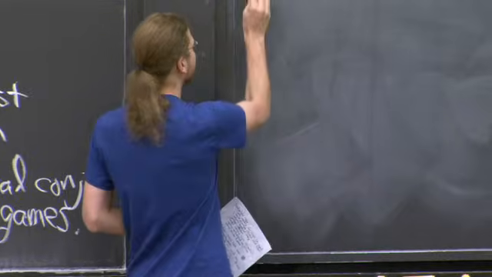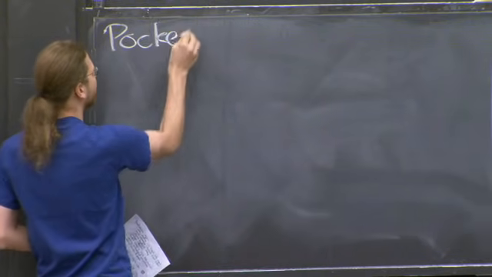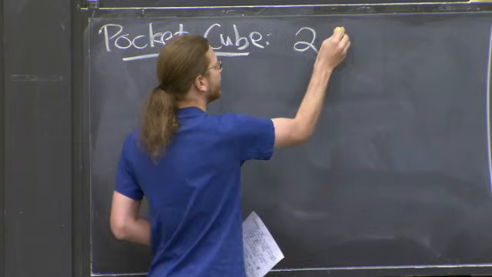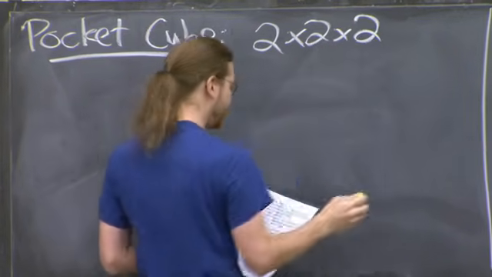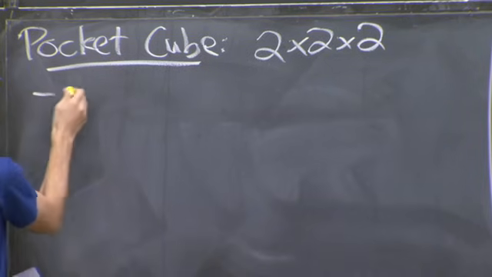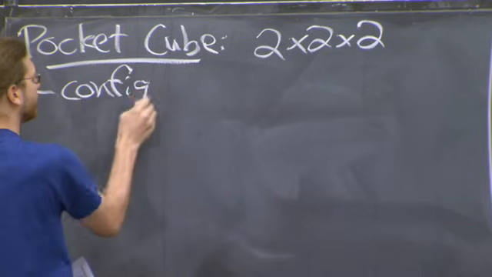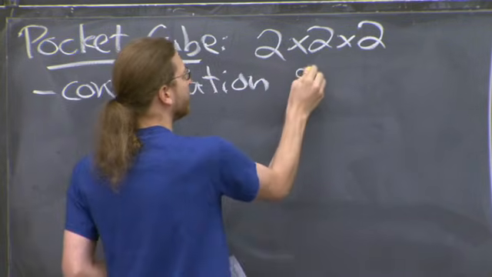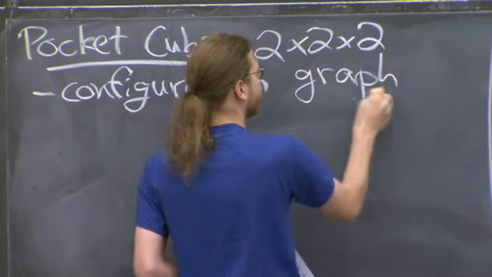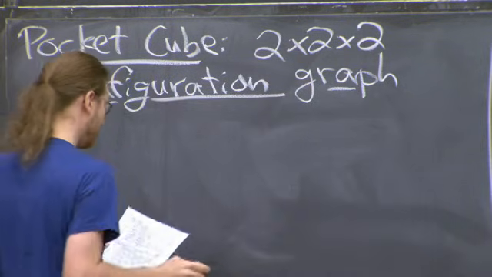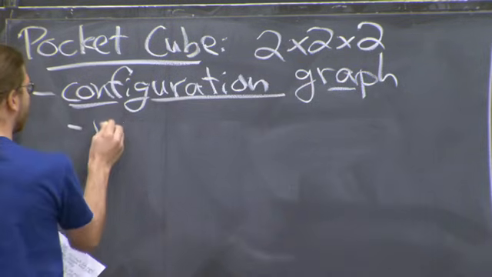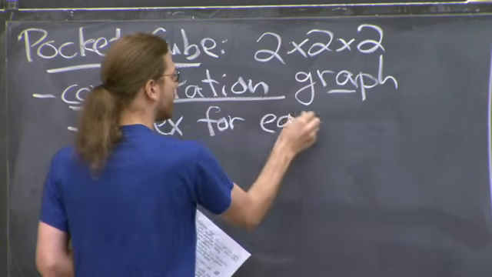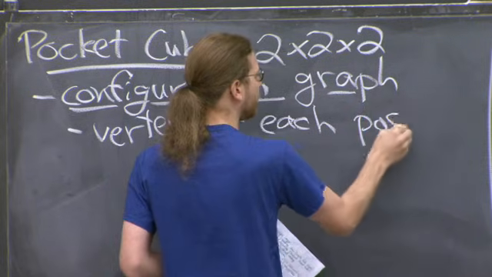OK, so let me tell you just for fun, as an example, this pocket cube, which is 2 by 2 by 2 Rubik's Cube. What we have in mind is it's called the configuration graph, or sometimes configuration space. But it's a graph, so I'll call it a graph. This graph has a vertex for each possible state of the cube.